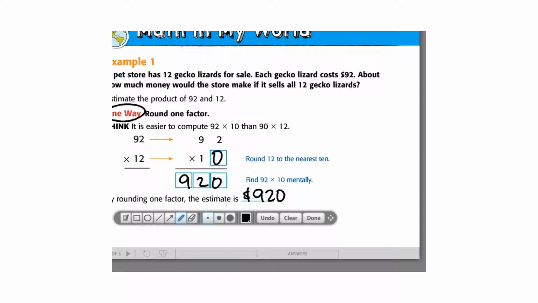Nod your head if you see where we came up with that estimate. We only changed one of the numbers this time. So our actual answer is going to be pretty close to 920.